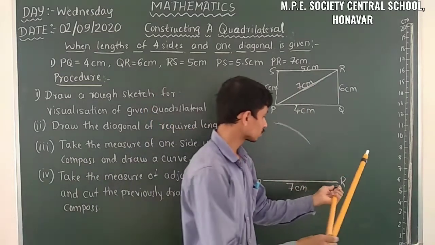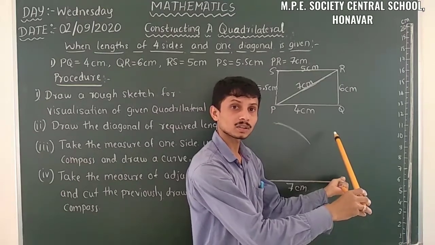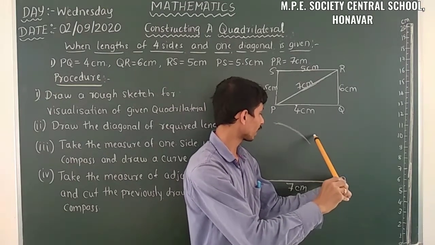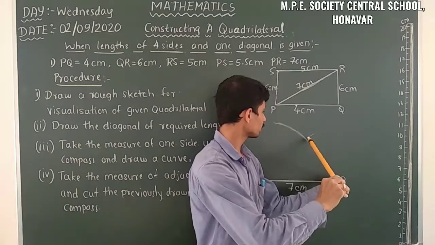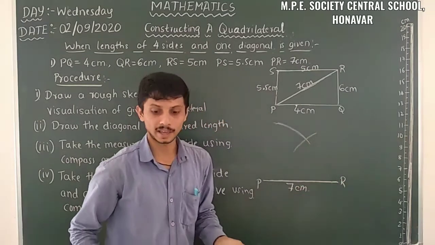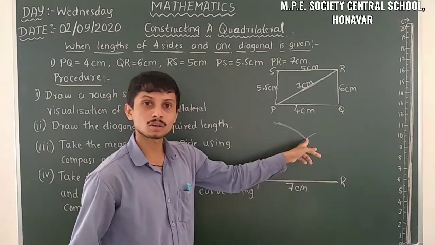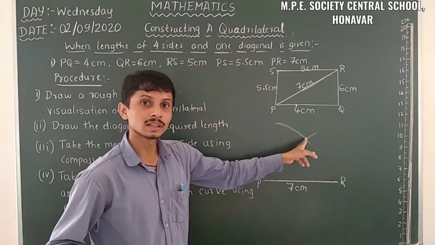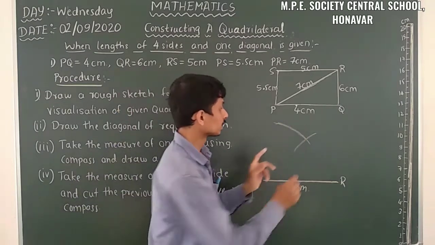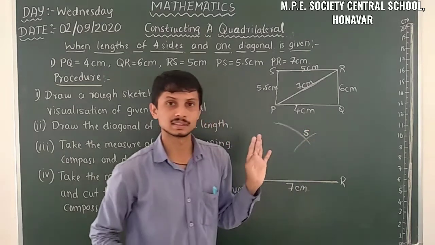So we have to locate this compass on R, and after that we have to cut the previously drawn curve here. Yes. So like this. That means here what we get is, so this point, the cross section between those two curves is, yes, that means this is the point we want.